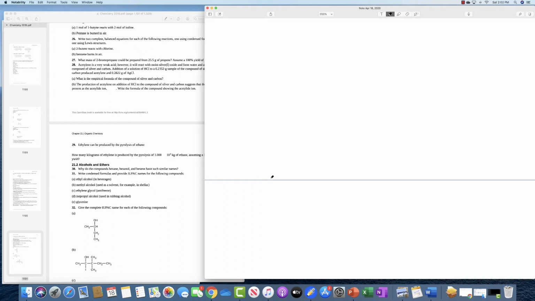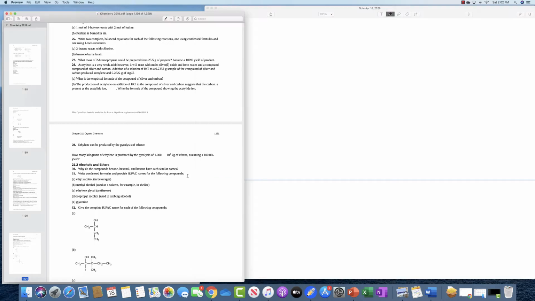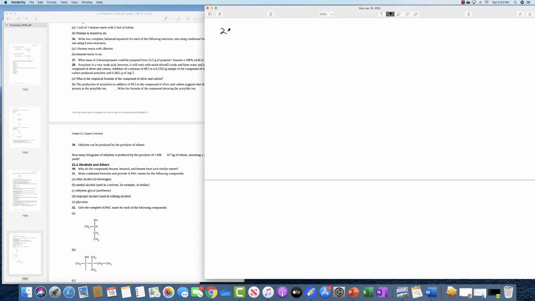Continuing with this homework, let's look at the next problem, which is problem number 26. It says write two complete balanced equations for each of the following reactions, one using the condensed and one using the Lewis structure. All right, so let's look at this first one. The condensed structure: it says 2-butene reacts with chlorine.